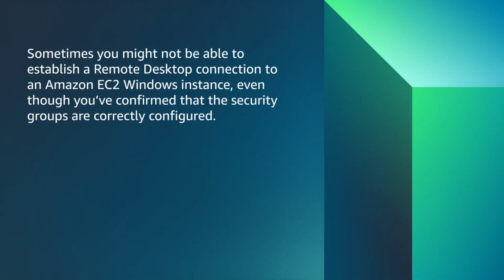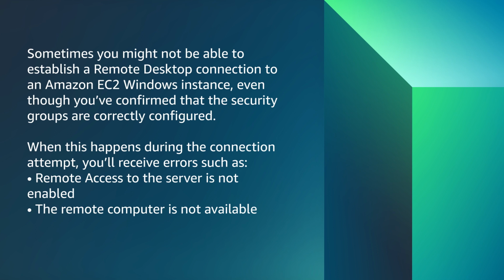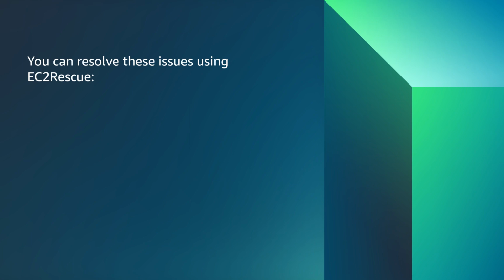In this video, I'll show you how to use EC2Rescue to help troubleshoot issues using remote desktop connection and an Amazon Elastic Compute Cloud Windows instance. Let's get started. Sometimes you might not be able to establish a remote desktop connection to an Amazon EC2 Windows instance, even though you've confirmed that the security groups are correctly configured. When this happens, during the connection attempt, you'll receive errors such as remote access to the server is not enabled, the remote computer is not available, or the computer is turned off. You can resolve these issues using EC2Rescue.